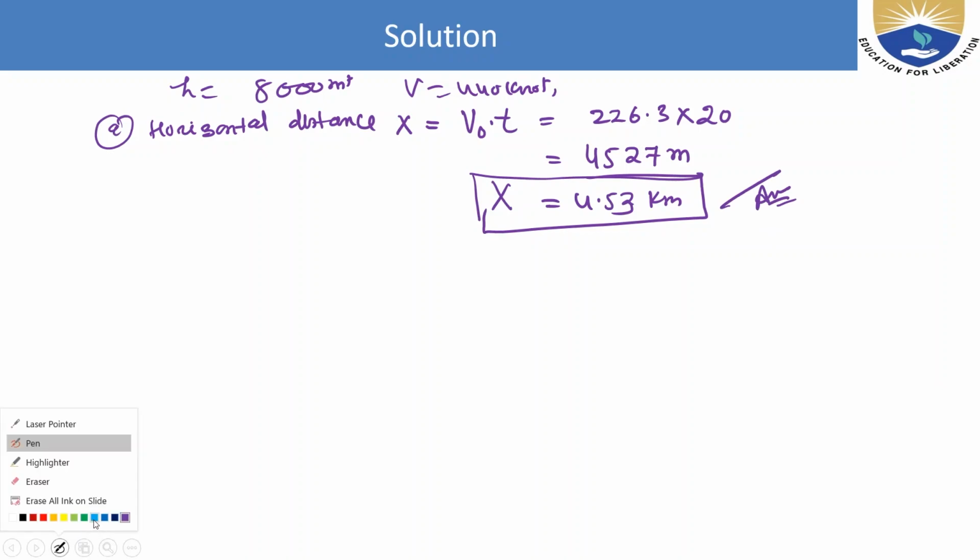Now we will go for the B, the second one: height, height lost.